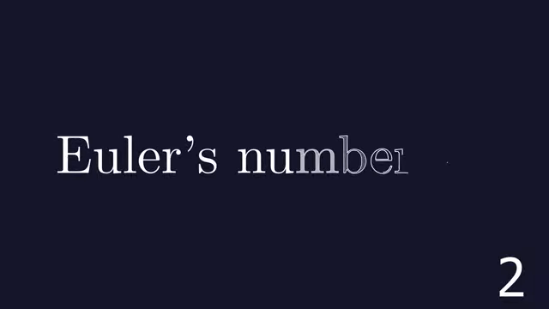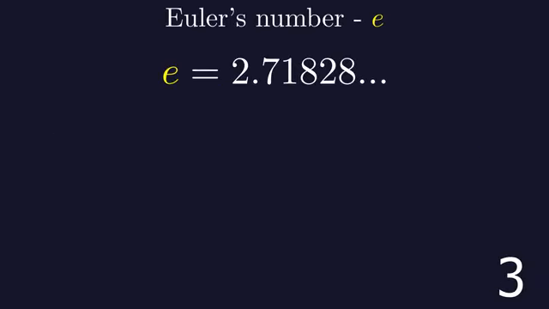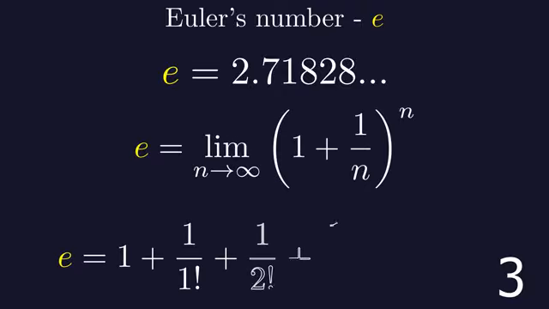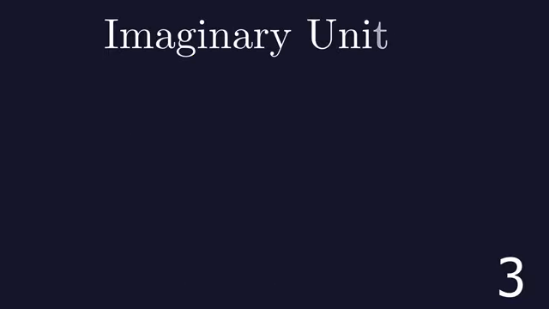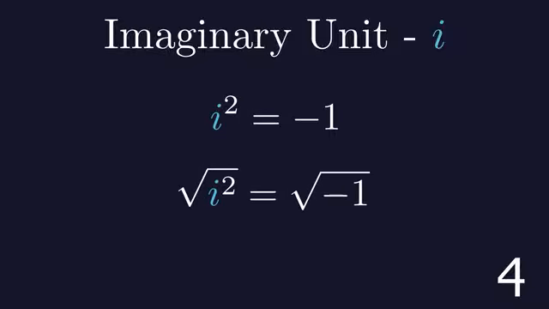Euler's number is another important constant, appearing in many contexts. It is approximately equal to 2.718 and can be defined using this limit or this infinite sum. The imaginary unit, represented as i, has the property that its square is equal to -1. In other words, i is equal to the square root of -1.